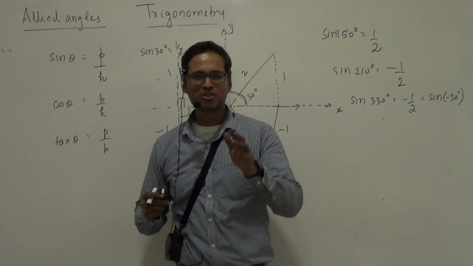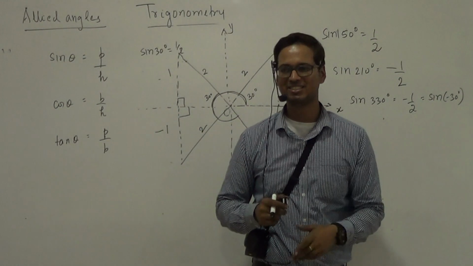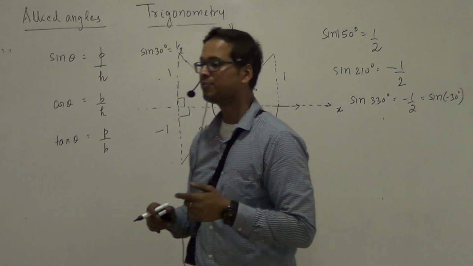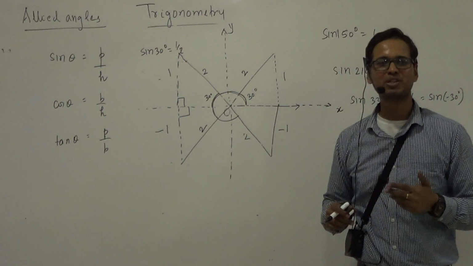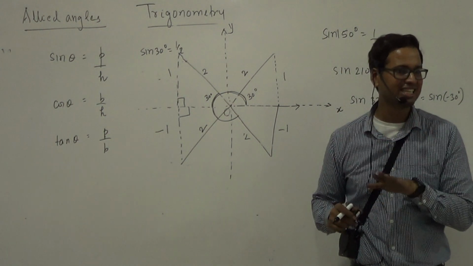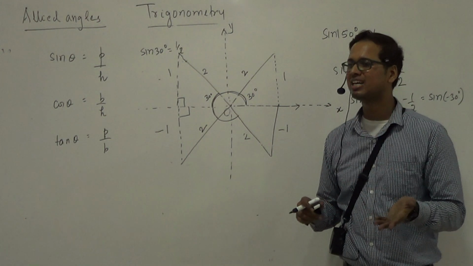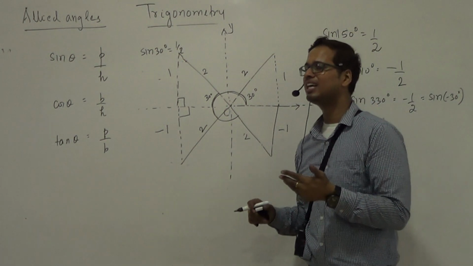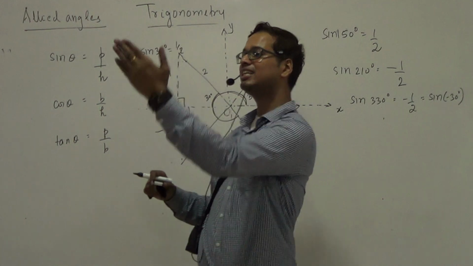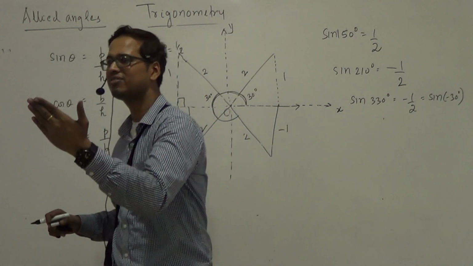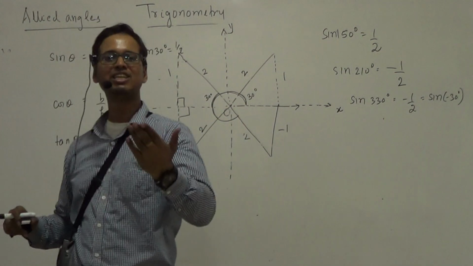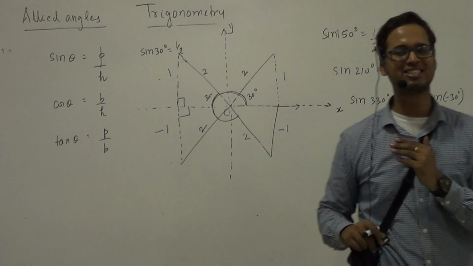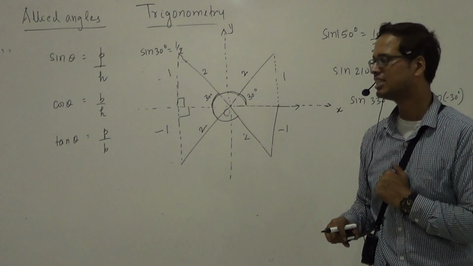So 150 is an ally of 30. 210 is an ally of 30. We already knew about 30, 45, 60, 90, in class 10. Now the time has come that if there is an angle which is related to 30, related to 45, related to 60, related to 90, those angles will be called as allied angles. Are you getting this one?